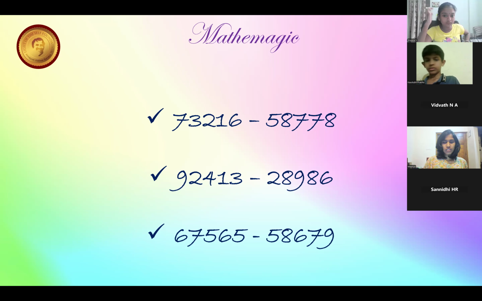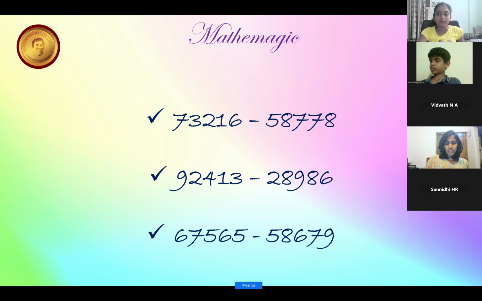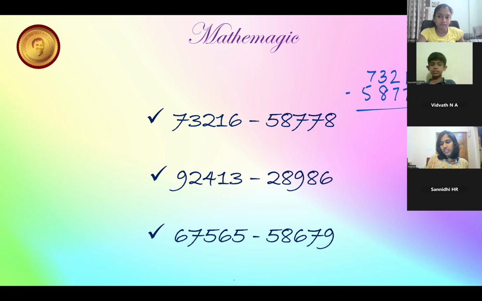Why don't you explain to us how you did it? Yes, ma'am. 6 minus 8 bar 2. Very good. 1 minus 7 bar 6. Super. 2 minus 7 bar 5. 3 minus 8 bar 5. And 7 minus 5, 2. Very nice. And so then go ahead.